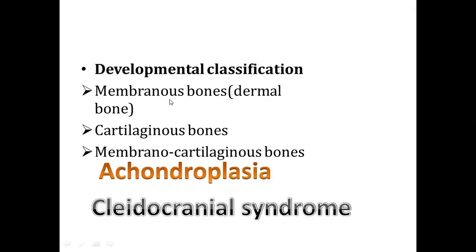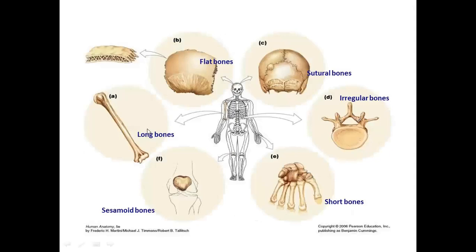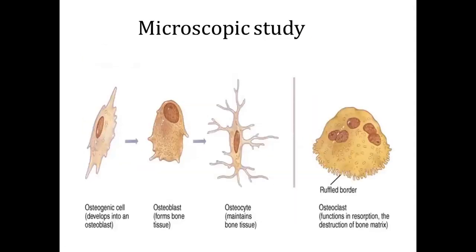Developmental classification: membranous bones, dermal bones, cartilaginous bones, and membranocartilaginous bones. Achondroplasia and cleidocranial syndrome are the clinical aspects regarding this. And bone shapes: based on bone shape, long bones, short bones, flat bones, irregular bones, sesamoid bones, pneumatic bones, and accessory bones are there. In this diagram, we can see the long bone, flat bones, sutural bones, irregular bones, short bones, and sesamoid bones, and there are pneumatic bones also.